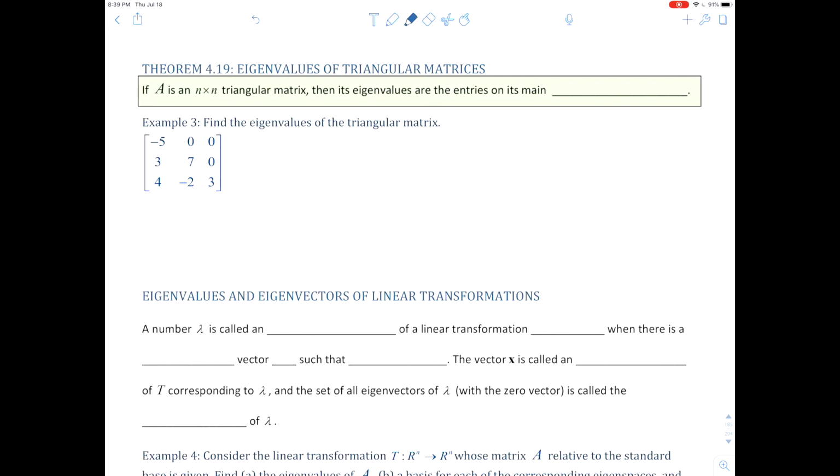It turns out that eigenvalues of triangular matrices are on the main diagonal. So if A is an n by n triangular matrix, then its eigenvalues are the entries on its main diagonal. So that's always a very useful theorem to remember. So if you have this here, a lower triangular matrix, the entries on the main diagonal are negative 5, 7, and 3. So we'd have lambda 1 is negative 5, lambda 2 is 7, and lambda 3 is 3.